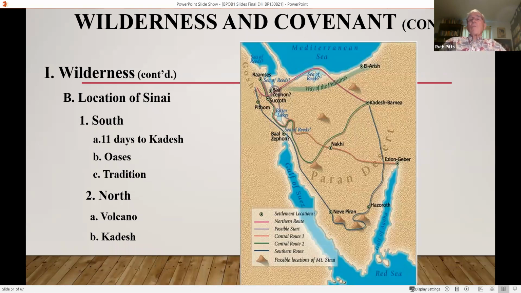So an alternative possibility is that in following the cloud by day and the fire by night, they were looking at the top of a volcano. And there are no volcanoes in the southern part of this peninsula, but there are up in the north around Kadesh or over toward Midian. So that's debated. I'd say, from what I read, probably 90% of scholars stay with the old traditional site in the southern tip of the Sinai Peninsula. Okay.